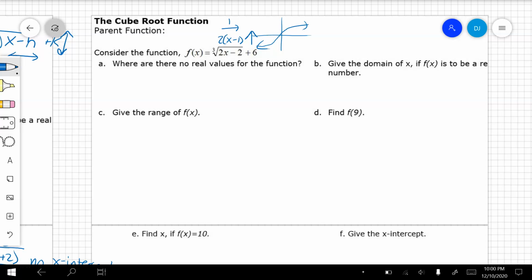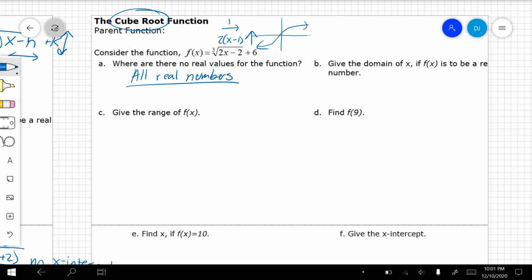Where are there no real values for this function? Now, the cool thing about cube roots is the inside of the radical can be negative. So if it can be negative, then we can make a statement that it has all real numbers. So just state that this is all real numbers. No matter what we have inside the radical, it will give us all real numbers.